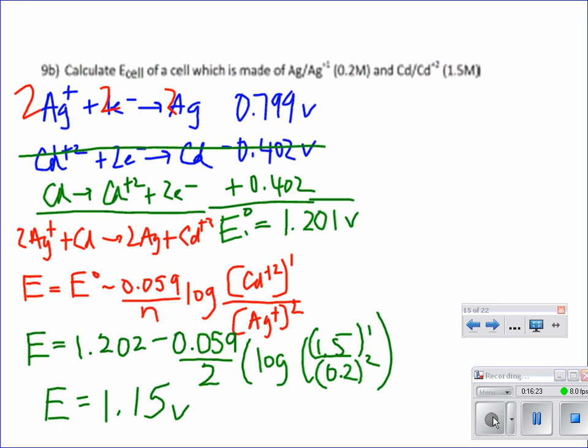Okay, so that's the Nernst equation. Again, you're going to have to practice it. Whenever you see something other than 1 molar, this is what they're trying to get you to do. Okay, any questions? Yes, Julian.